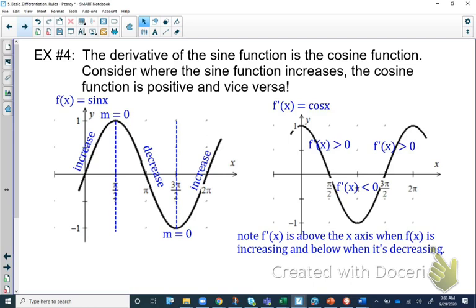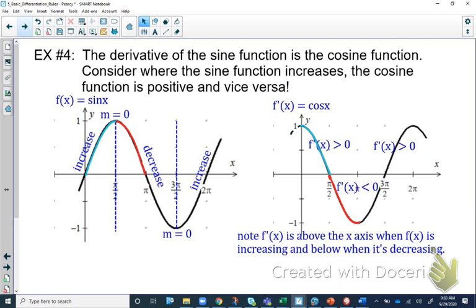So what they're showing you here is that while the sine function is increasing from 0 to about half a pi, the derivative, the cosine, is going to be above the x-axis. When the primary function, in this case sine, starts decreasing, its derivative is beneath the x-axis for the same interval.